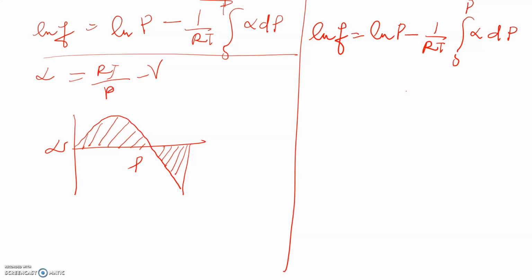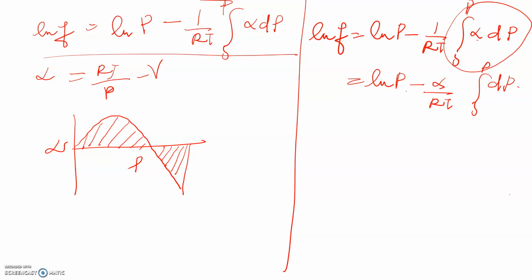But at very low pressures, the value of alpha is found to be a constant. In this integral term, alpha is a constant, and hence this becomes ln P minus alpha by RT integral 0 to P dP.